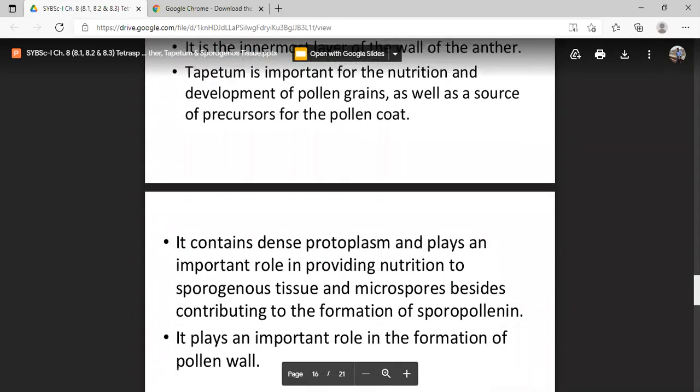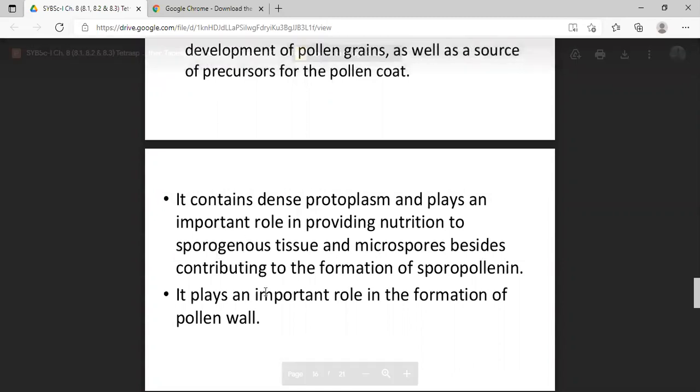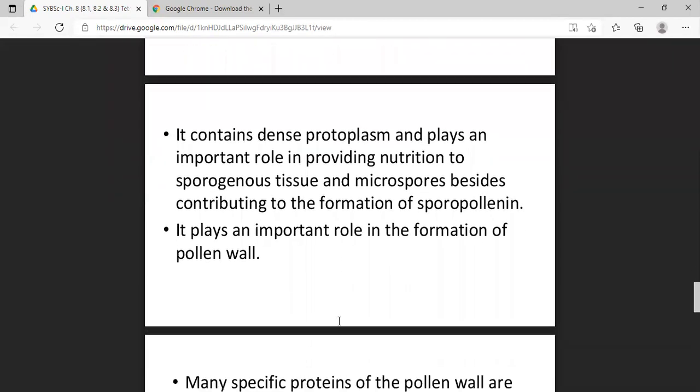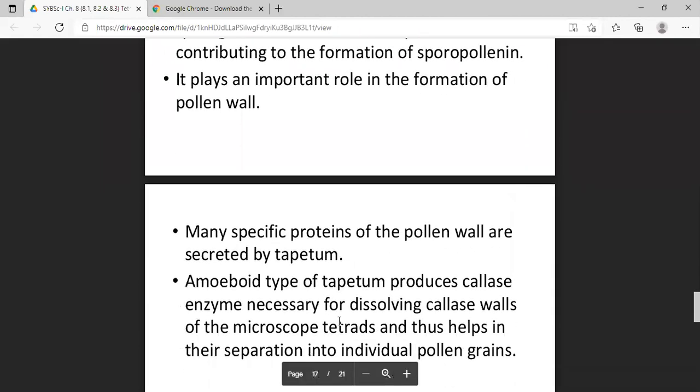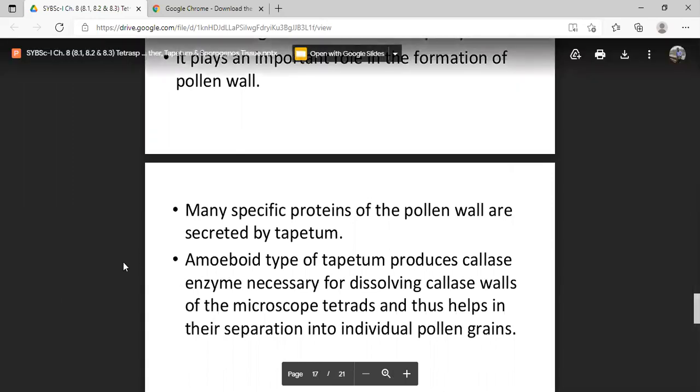As well as, if you see, it contains a dense protoplasm and plays an important role in providing nutrition to the sporogenous tissue, and microspores contribute to the formation of the sporopollenin. It plays an important role in the formation of the pollen wall. Next, in many species of this plant, the tapetum provides protein to the pollen wall.